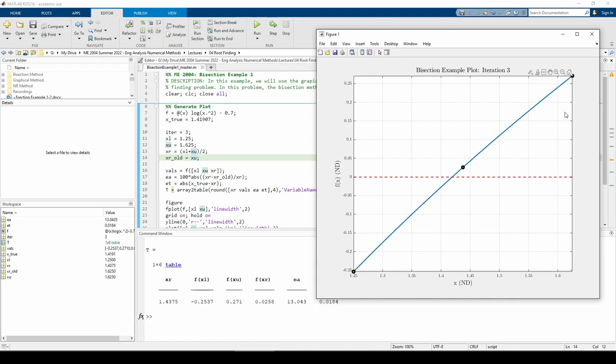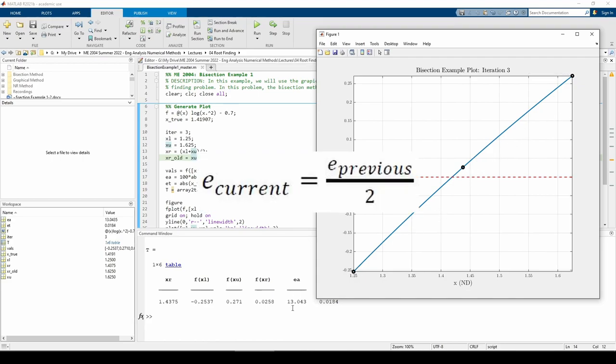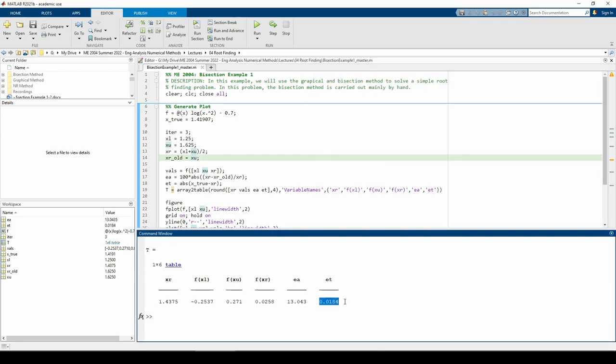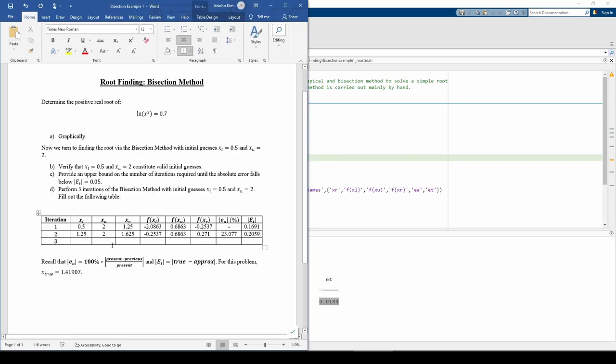We can see that the percent relative error is approximately half of what it once was. This aligns with the theory behind the bisection method. Our true error is about 0.02, which is under the 0.05 threshold we specified in part C of the problem statement. We predicted that we will attain this error in at most 5 iterations. This is only the third iteration, so we ended up doing better than our prediction.